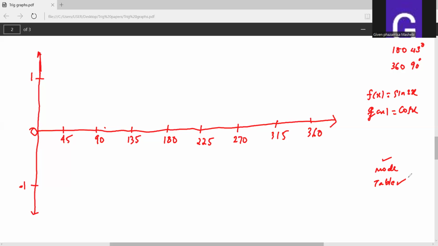Mode, table, I think it will be number, it depends with the calculator. Some is number 7, some is number 3. Then we put the function. What is the function? The function is, let's start with sine. Sine 2 alpha close brackets. Then now we will sketch the graph.